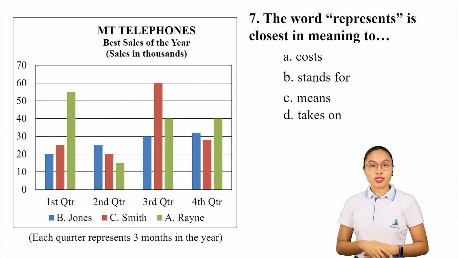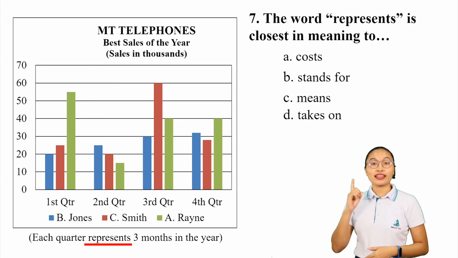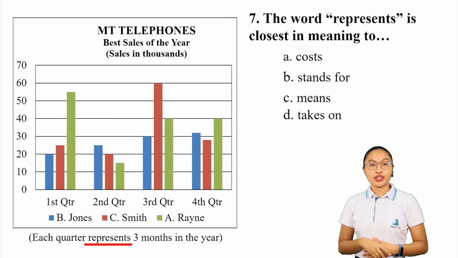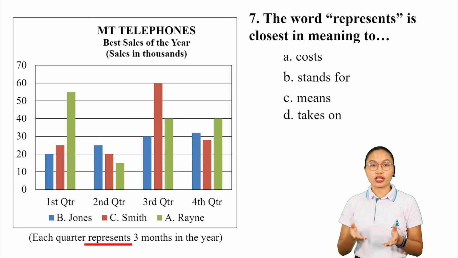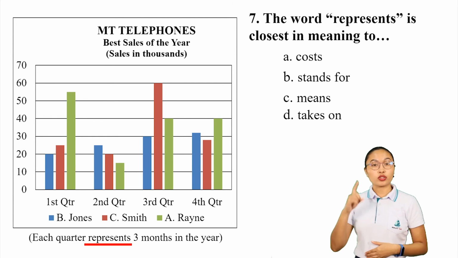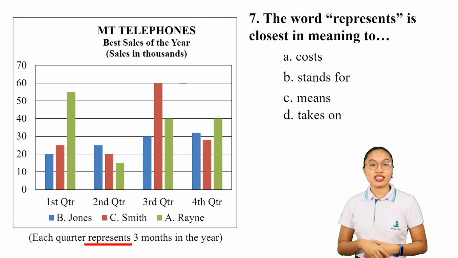The word represents is closest in meaning to. First, let's define represent. It means a symbol or embodiment of a particular quality or thing, and can also mean having a particular signification, which all but one of the choices is a synonym, and that is letter B, stands for.